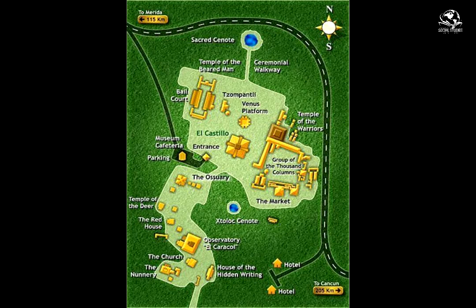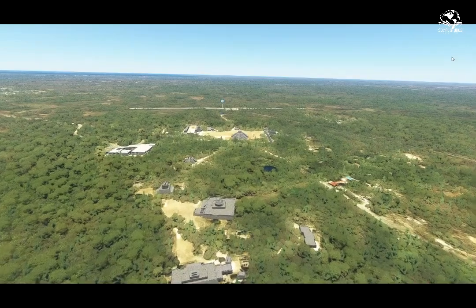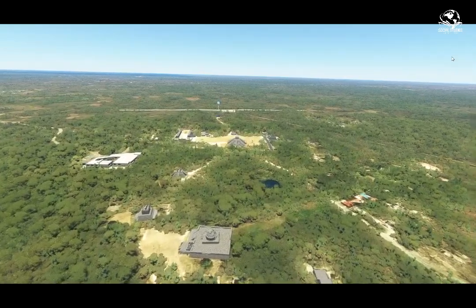So you can see there's the pyramid called El Castillo. That's the name the Spanish conquistadors gave it because it was so big. Now, I'm going to give you a little tour here from Flight Simulator. There's several things that are very, very interesting.